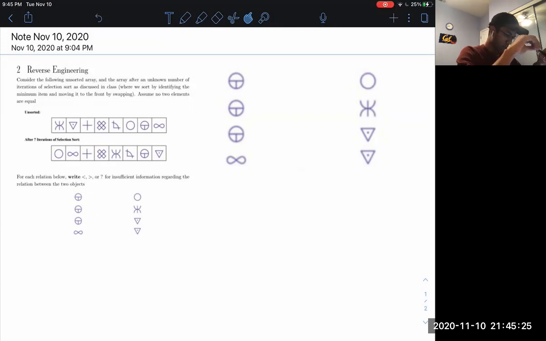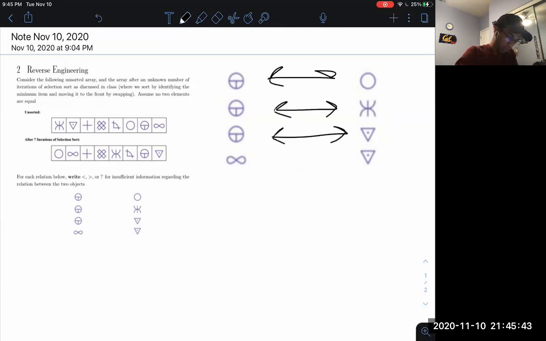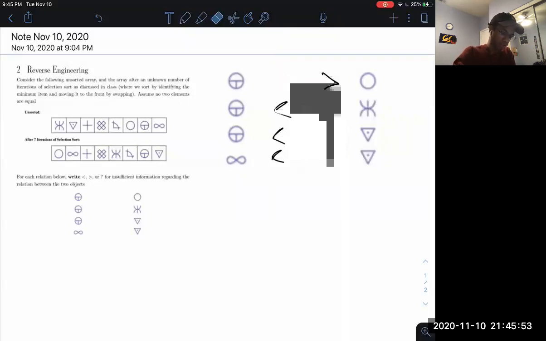Assume no two elements are equal. And then for each relation below, write greater than, less than, or question mark for insufficient information regarding the relation between the two objects. So what that means is basically that we're trying to compare all of these objects. And pardon me if this is a little bit blurry. It's a zoomed in picture. So we're relating these two objects in each of these four pairs and trying to figure out if we can say definitively that one of them is greater than the other, or that we don't have enough information to decide.